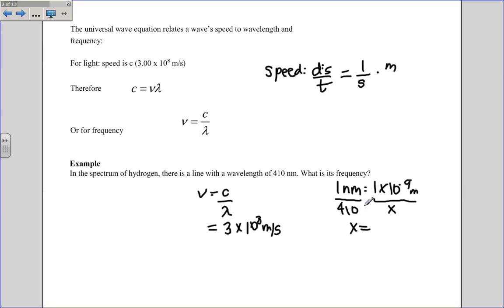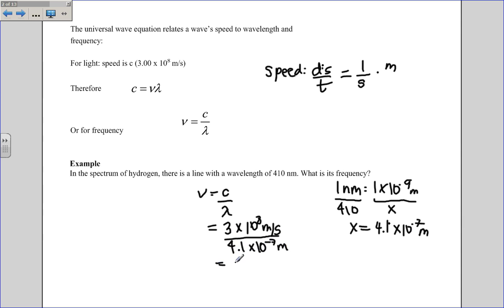So if we multiply 410 times 1 times 10 to the negative 9, we'll get this wavelength in meters, which is 4.1 times 10 to the negative 7. So this wavelength, now in meters, I can sub in here because my units are now consistent. And I can solve for the frequency.